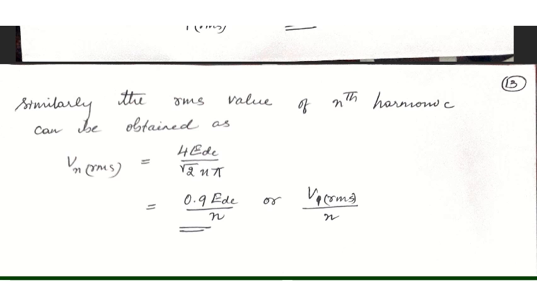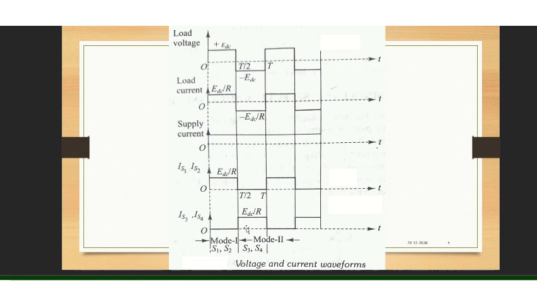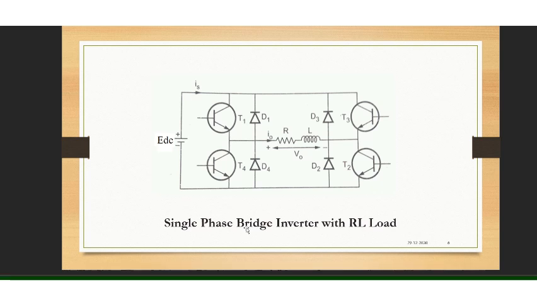Now, continuing with the bridge with RL load. If your bridge is a full wave bridge with an inductive load, then the circuit would look like this. The bridge circuit remains the same, where you have T1, T2, T3 and T4, and along with that you have diodes D1, D2, D3, D4, which are the feedback diodes, and as you can see, the load is inductive. So let us observe how it works.